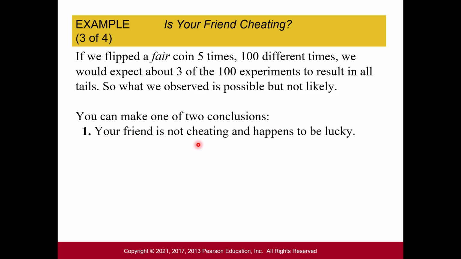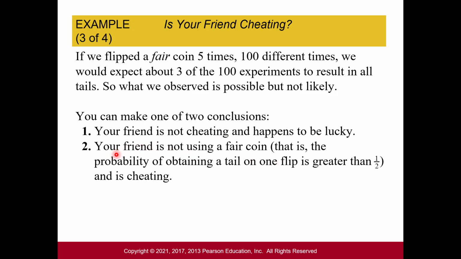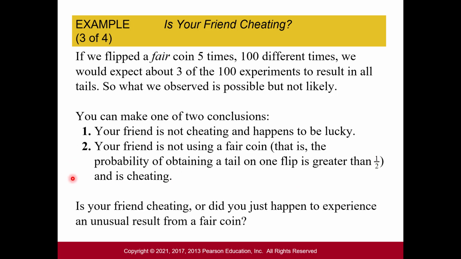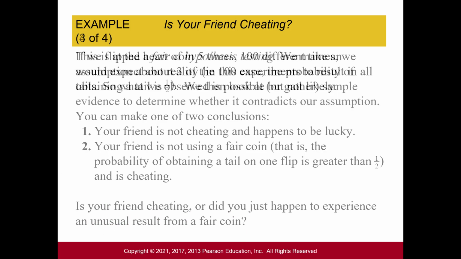So you can make one of 2 conclusions. One, you could say your friend is not cheating and just happens to be lucky. Two, you could say your friend is not using a fair coin. That's the probability of obtaining a tail on one flip being greater than 1/2, and they're cheating. So these are the 2 outcomes that you can conclude. So is your friend cheating, or did you just happen to experience an unusual result from a fair coin?